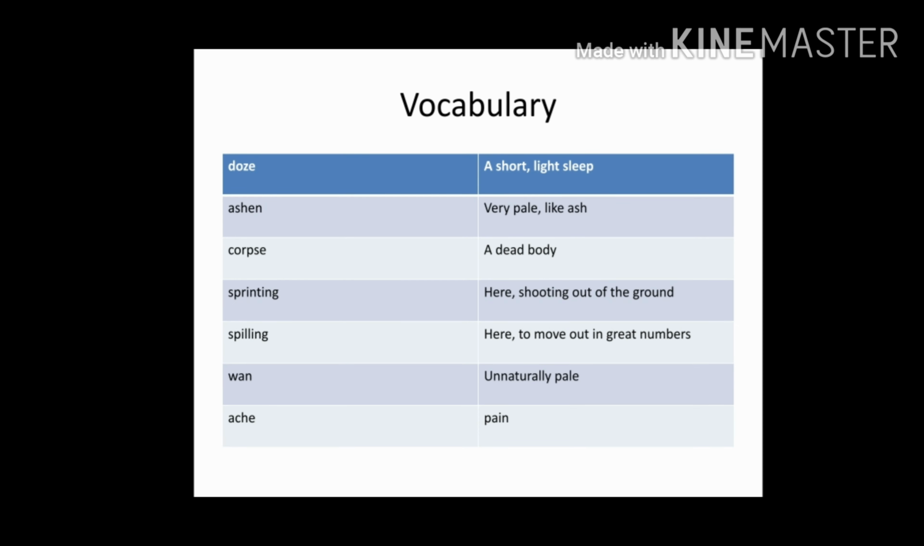Now it's time for the vocabulary or the hard words used in the poem. First one is doze. It means a short, light sleep. Ashen, very pale like ash. Corpse, a dead body. Sprinting, here it means shooting out of the ground, but in general it means fast racing. Spilling, here it means to move out in great numbers. Wan, unnaturally pale, and ache, pain.